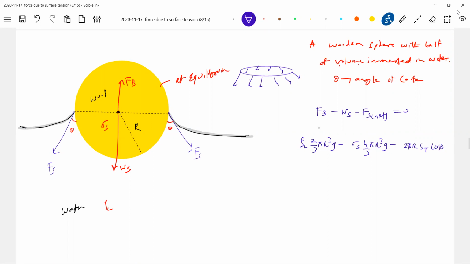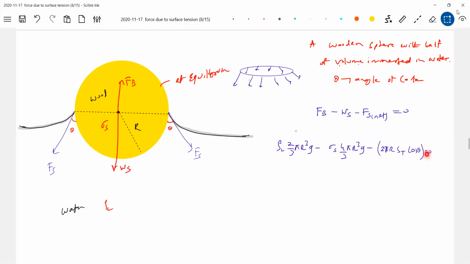Now this is what you have to digest. If you can learn this, the student really should bring some imagination. What is 2 pi r? Circumference length. Everywhere the force due to surface tension will be acting here like this. So if you go around like this, it will come. So why are you writing like this? What is the definition of surface tension?